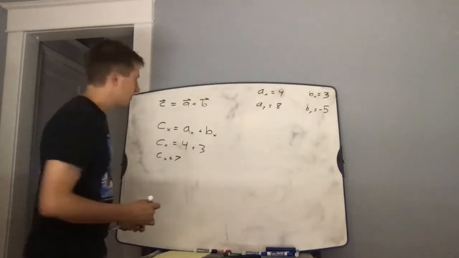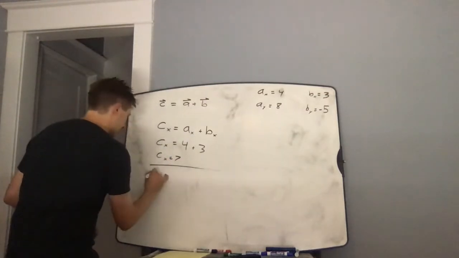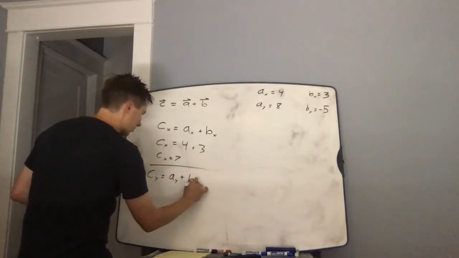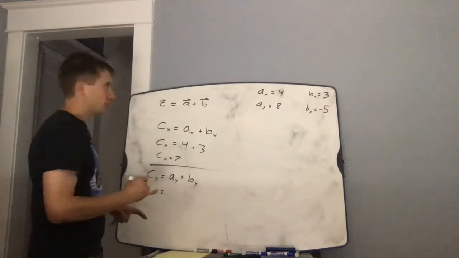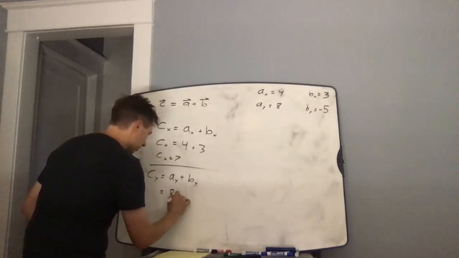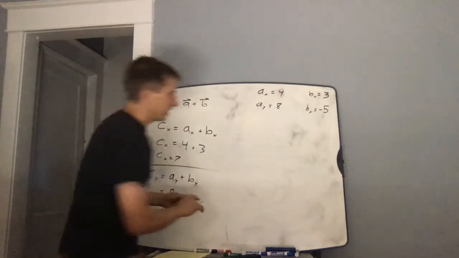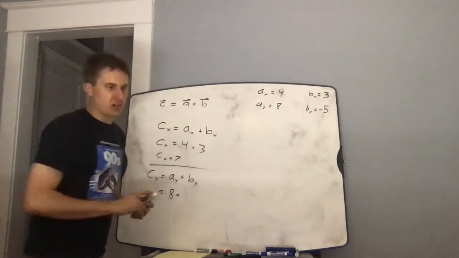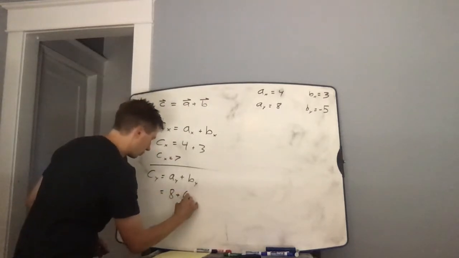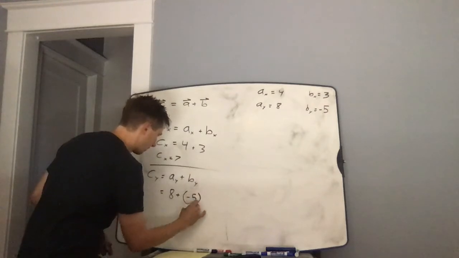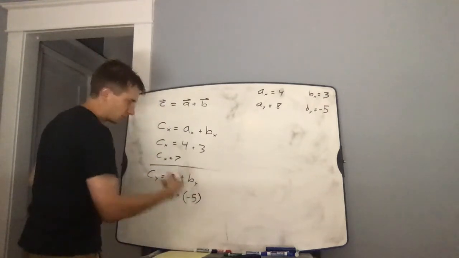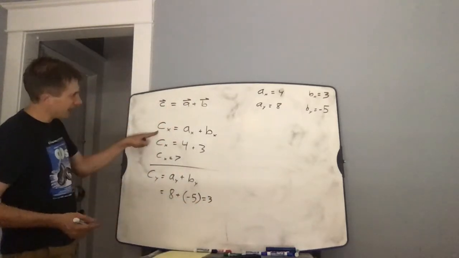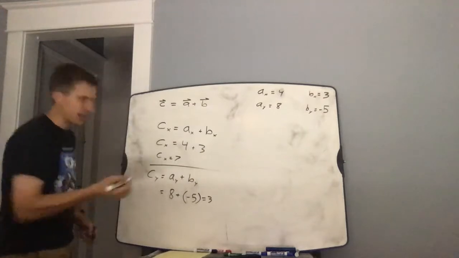Very similarly, I could say Cy is equal to Ay plus By. So Cy is equal to 8 plus, and this By is whatever is on the right side of the equal sign. The negative sign is on the right side of the equal sign, so I do need to remember to include it. So I'll put parentheses negative 5, and this becomes 8 plus negative 5, that is equal to 3. So Cx is 7 and Cy is 3.